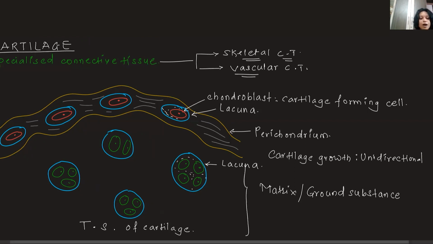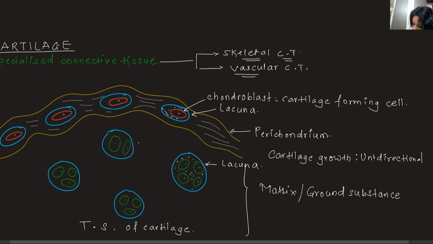But instead of one cell per lacuna, here each lacuna shows a minimum of 1 and a maximum of 4 cells. Some lacunae carry 2 cells, some carry 3 cells, some carry 4 cells, and some have just 1 cell floating in the fluid.